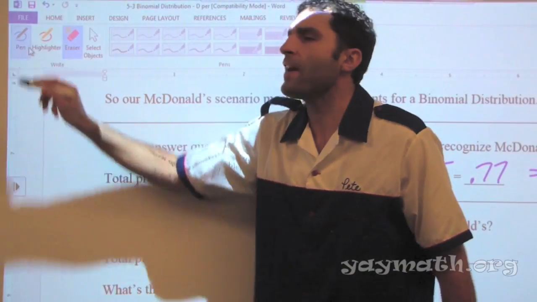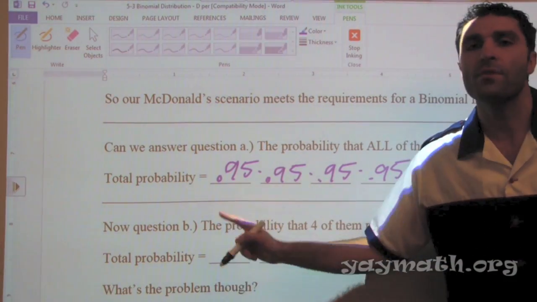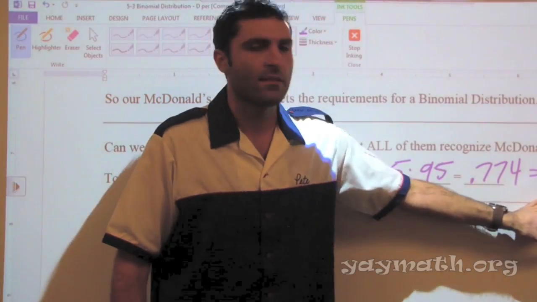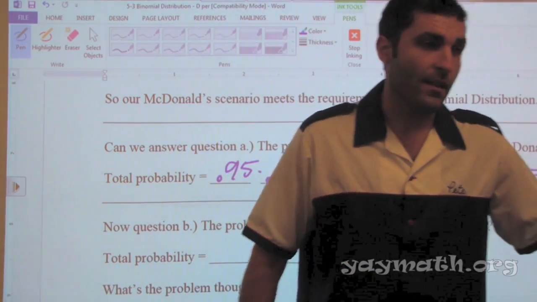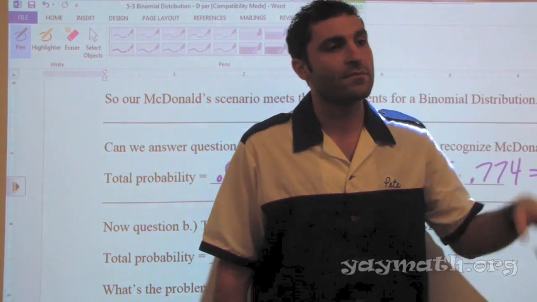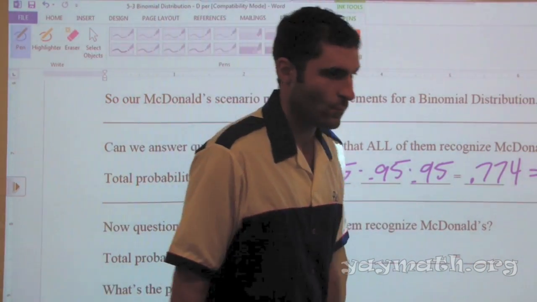If there's a 95% chance of each person, then wouldn't it make sense that as you get more and more people, the probability of all of them is going to decrease slightly? Yeah. Questions about that? Who doesn't recognize McDonald's? People that are in villages. Is this worldwide? Yeah, around the world. Oh, okay.